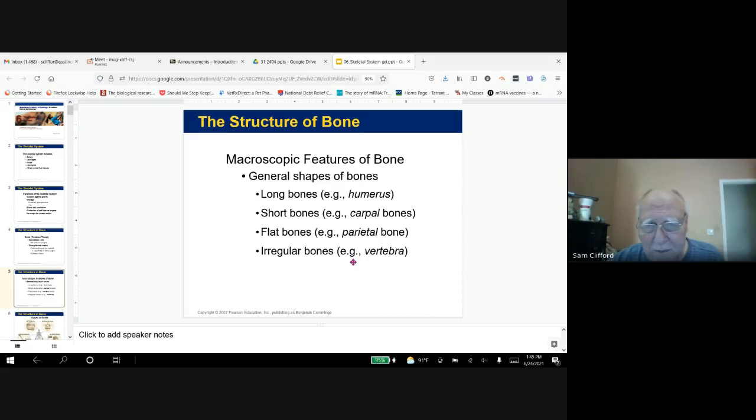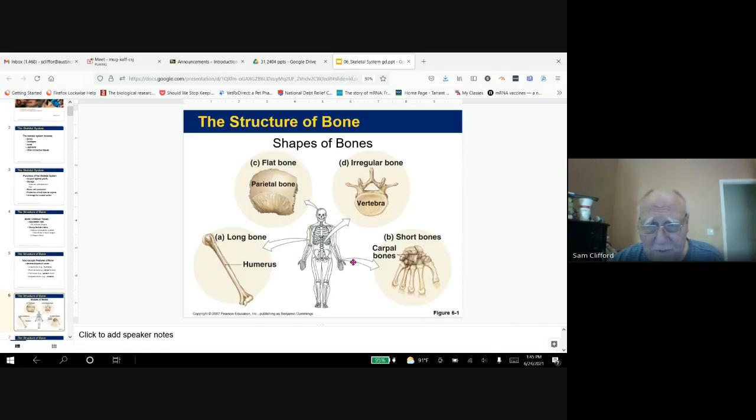Those are the types of bones: long, short, flat, irregular. Make sure you know examples of each. Humerus is a long bone, parietal bone of the skull is a flat bone, irregular bone is a vertebrum. Short bones in the wrist, for instance, are short bones.